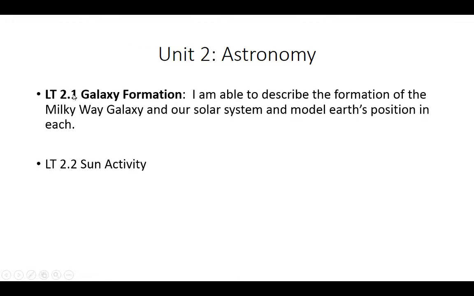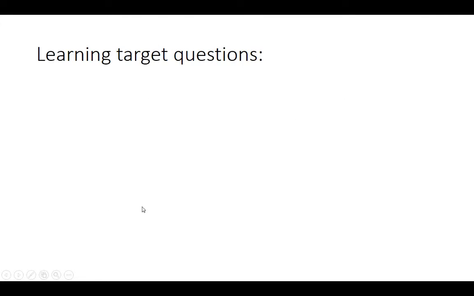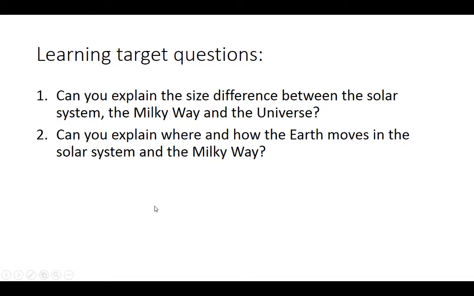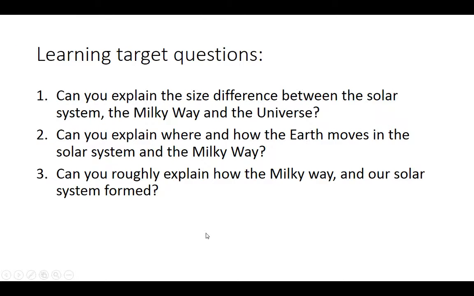And after we talk about galaxy formation, we'll talk about sun activity, star formation, and where everything came from in the Big Bang. The questions we're going to try to answer today in this video are: can you explain the size difference between the solar system and the Milky Way in the universe? Can you explain where and how the Earth moves in our solar system in the Milky Way? And then, can you roughly explain how the Milky Way and our solar system form? So we're going to do a very brief explanation and not a very detailed one.